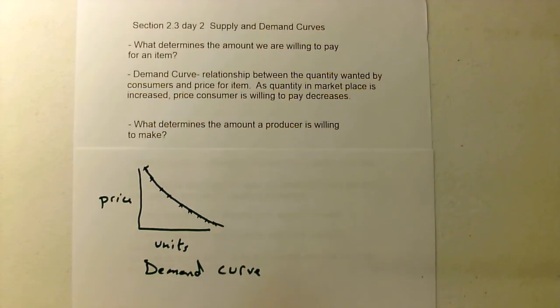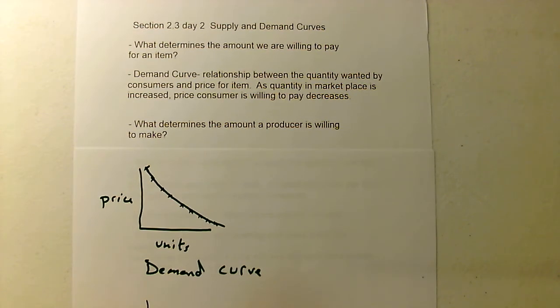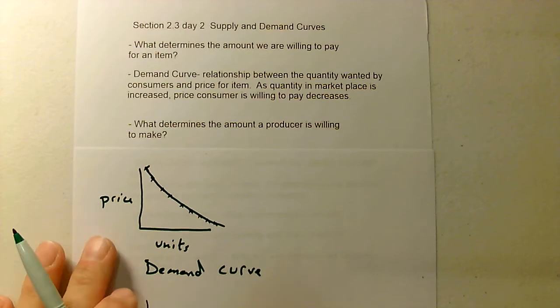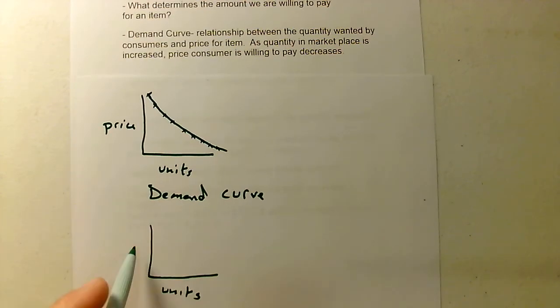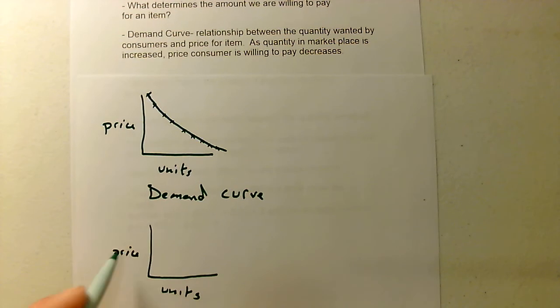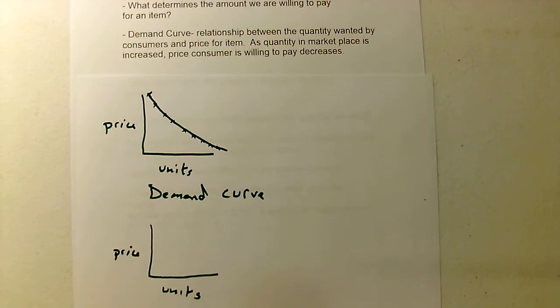Alright, the next question I have is, what determines the amount a producer is willing to make? So now we have to think of it through the eyes of the producer, the people who are making this. And again, we're going to talk about the number of units that are out there versus the price. You can't see my paper, can you? If you think about it, the producer is interested in making money. They want to make the money. Money makes the world go round.